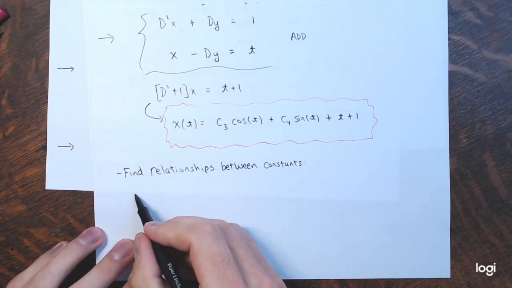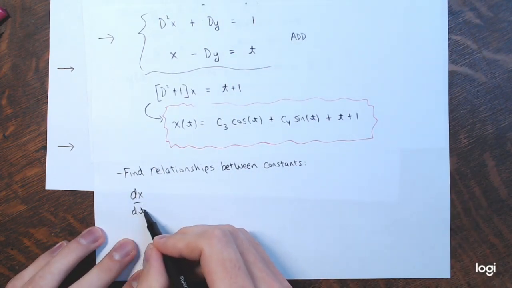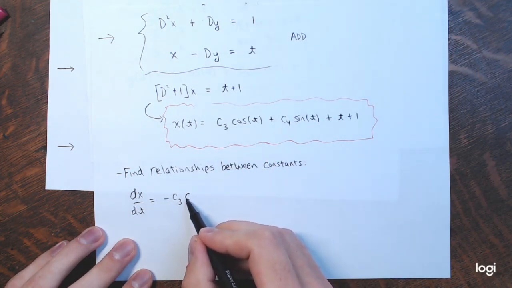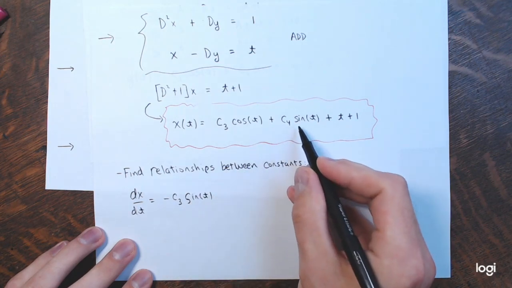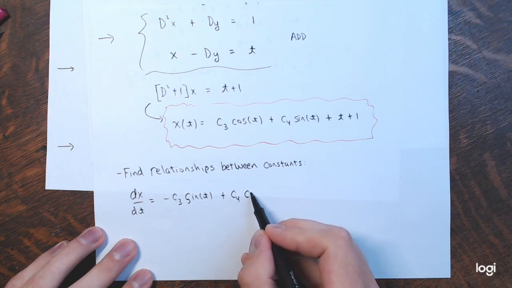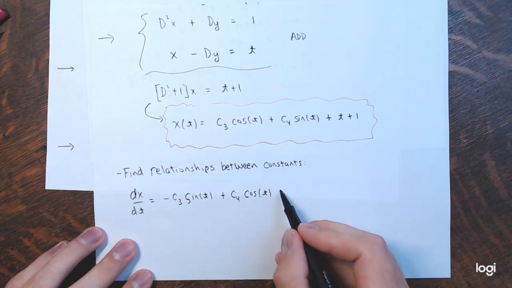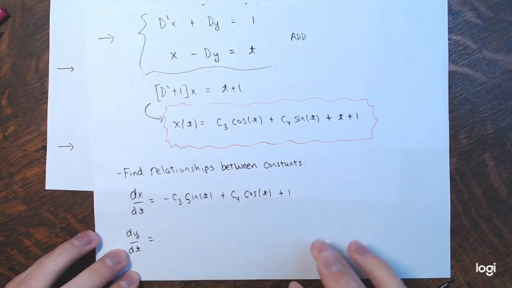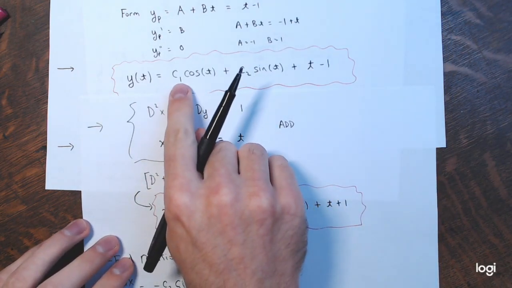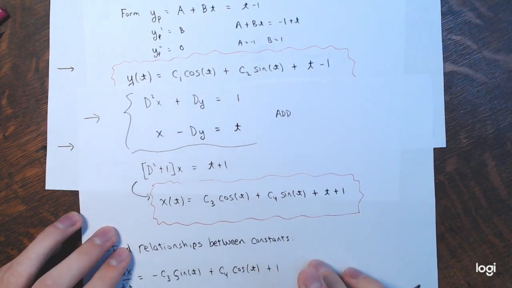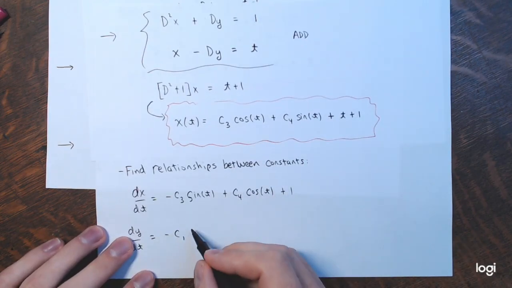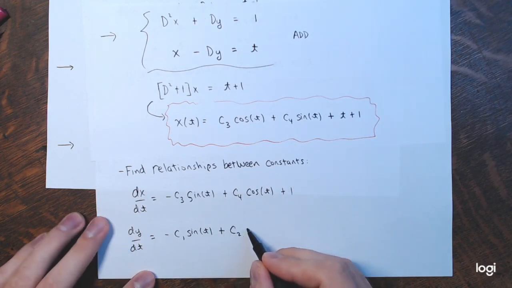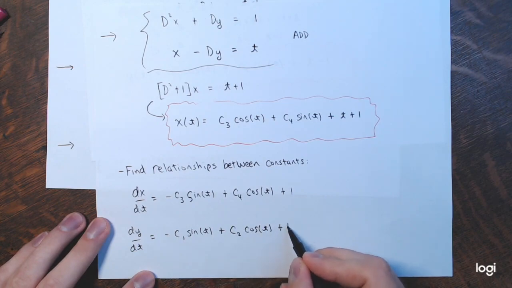Let me just tell you right now that dx dt would be negative c3 sine t plus c4 cosine t, and then plus 1. And dy dt would basically be the same. It would be negative c1 sine t plus c2 cosine t plus 1. So negative c1 sine of t plus c2 cosine of t plus 1.